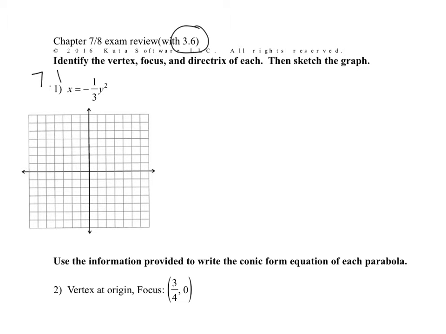Now, in conic form that we learned in chapter 7.1, it's the squared variable that you want to get by itself. So if you multiply by -3 on both sides, you end up with the equation y squared equals -3x. And then what we learned in 7.1 was to take the coefficient of x and set that equal to 4p. So p equals -3/4. And the value of p helps you find the focus and also the directrix.